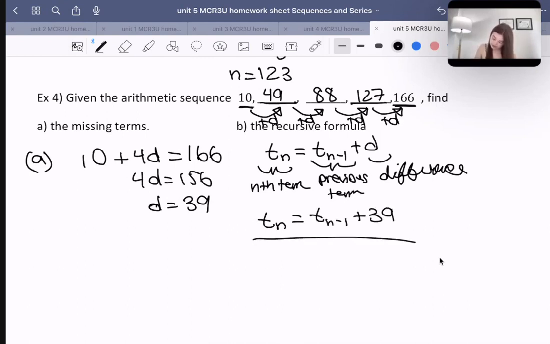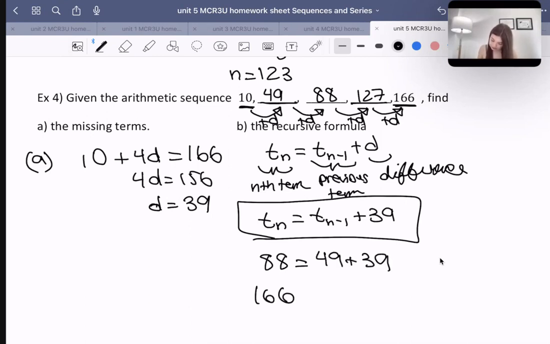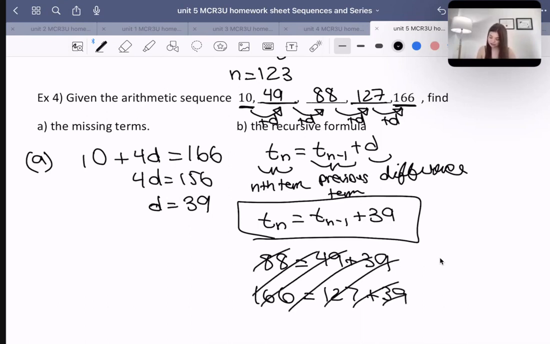So this could be our general recursive formula. We can also use this formula to give true facts. So I could say 88 is equal to 49 plus 39, or I could say 166 is equal to 127 plus 39, or other things like that. But that's not what they're asking for in the question. Those are just things we can do with it.